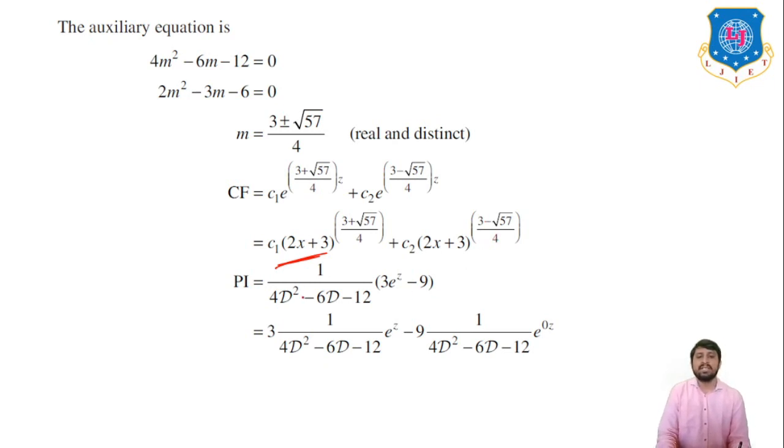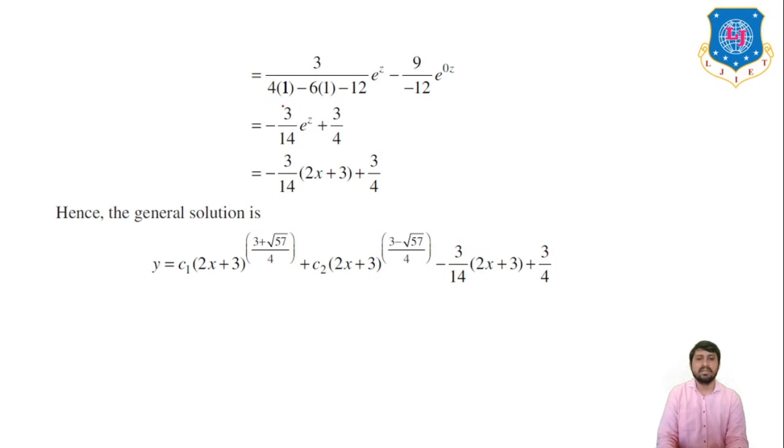And now when we find particular integral, this is the case number c, 1 upon 4 d square minus 6d minus 12. So 3 into 1 upon 4 d square minus 6d minus 12 e raised to z, minus 9, 1 upon 4 d square minus 6d minus 12 into e raised to 0 into z. Okay, so that's why 3 by 4 into 1 minus 6 into 1 minus 12 e raised to z, and this is minus 9 by minus 12, e raised to 0, this is case number 1. Okay, so minus 3 by 14, when you calculate, minus 3 by 14 e raised to z plus 3 by 4, and we know that e raised to z is nothing but 2x plus 3. So minus 3 by 14, 2x plus 3 plus 3 by 4.